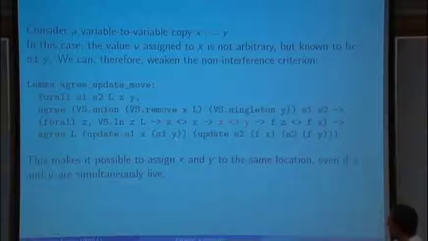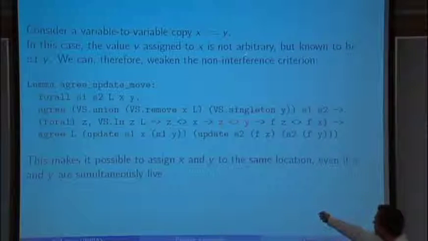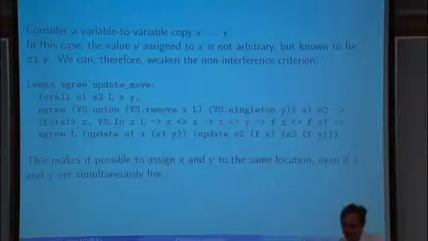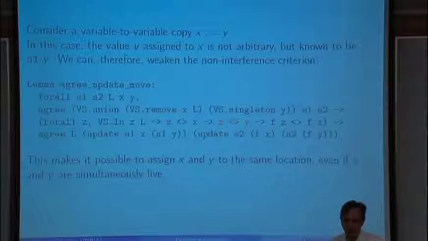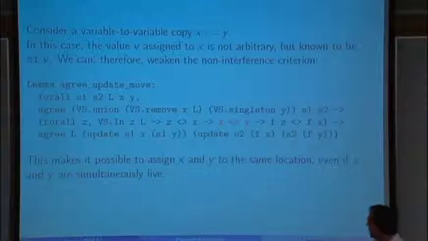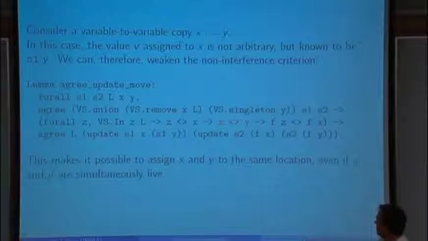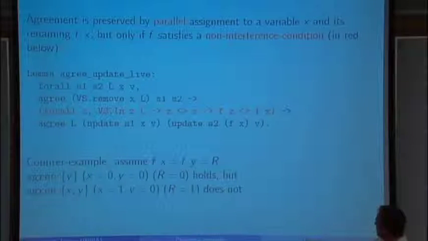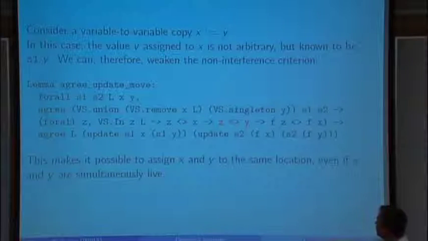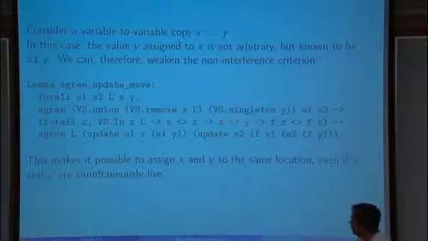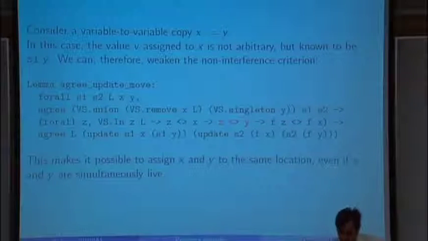Well, that lemma is true. And this gives us an additional flexibility, which is to assign X and Y to the same location and therefore delete this assignment, even though X and Y can be simultaneously live. And okay, so these are all the conditions we need over f. Basically, anytime we need to invoke those lemmas, which is essentially when we compile a general assignment here, and a variable-to-variable copy there, those side conditions over f must hold.